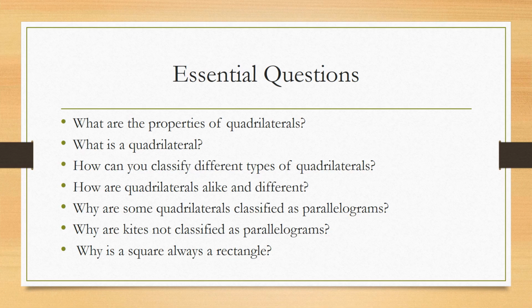Here are the essential questions. What are the properties of quadrilaterals? What is a quadrilateral? How can you classify different types of quadrilaterals? How are quadrilaterals alike and different? Why are some quadrilaterals classified as parallelograms? Why are kites not classified as parallelograms? And why is a square always a rectangle?